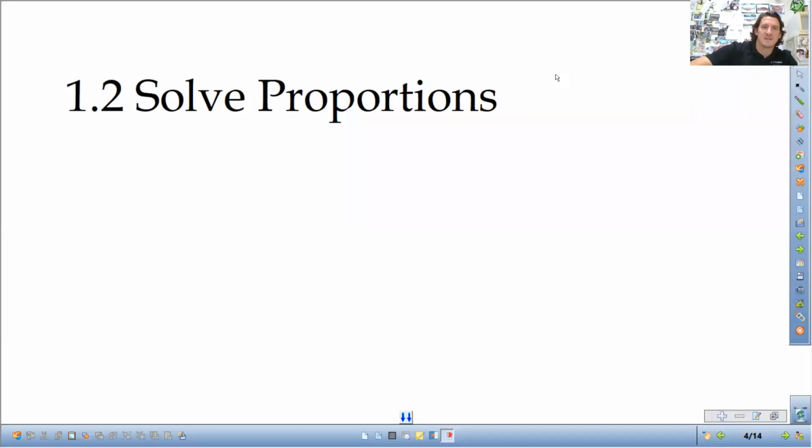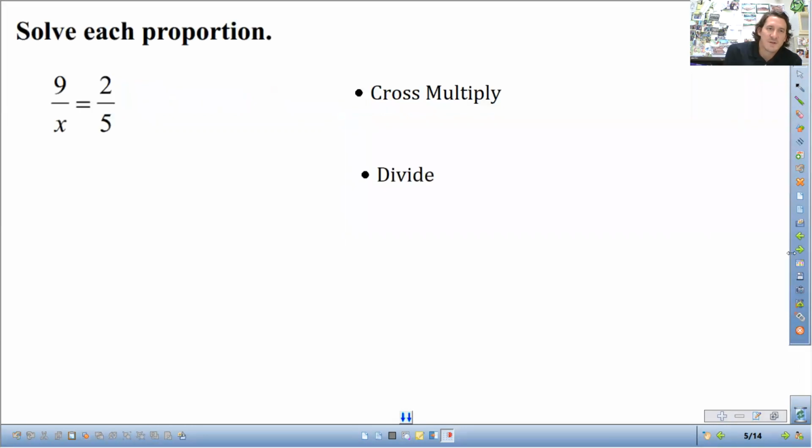All right, IM1 classes. Today we're looking at solving proportions. Proportions are just when you have ratios that are equal to each other. And then ratios, just another term you might not remember. Ratios are just fractions. So all we're going to be dealing with is when we have two fractions equal to each other, and we're going to be solving for an unknown variable. So let's look at our first example.